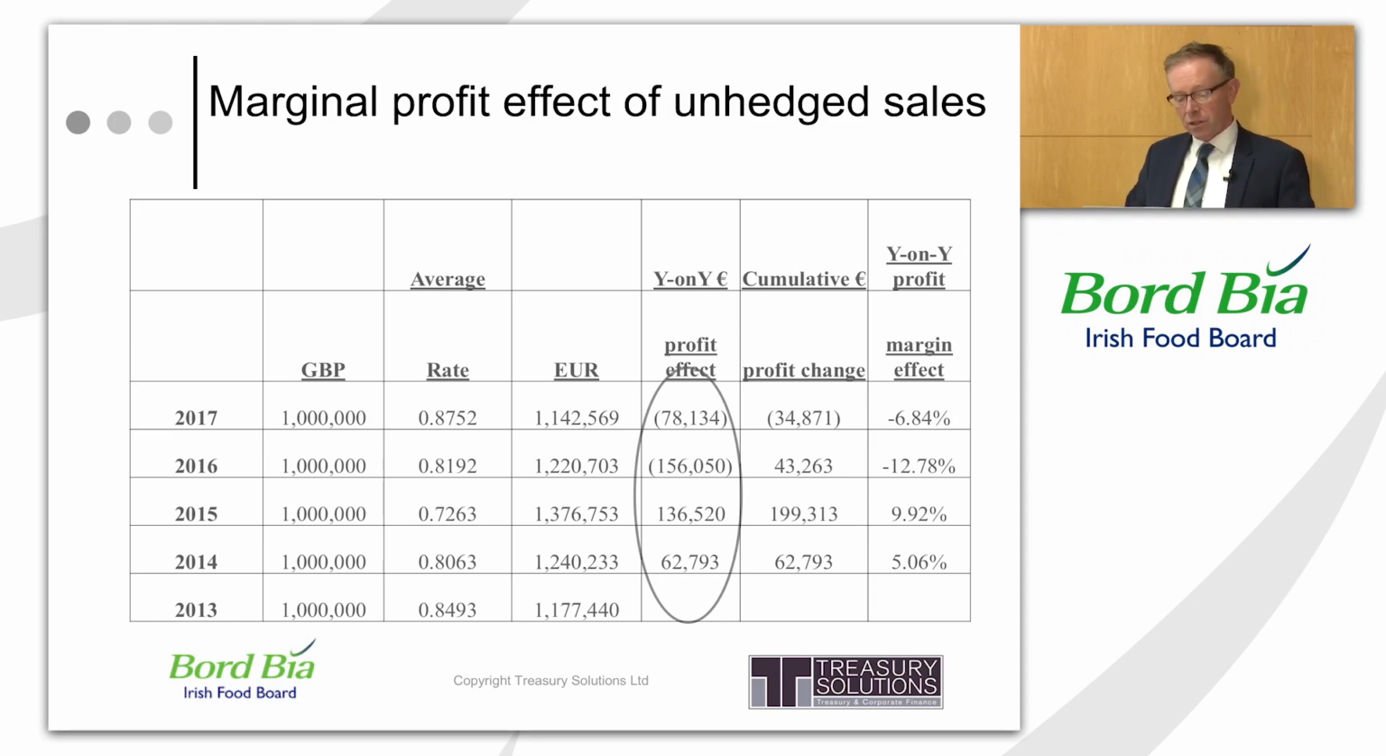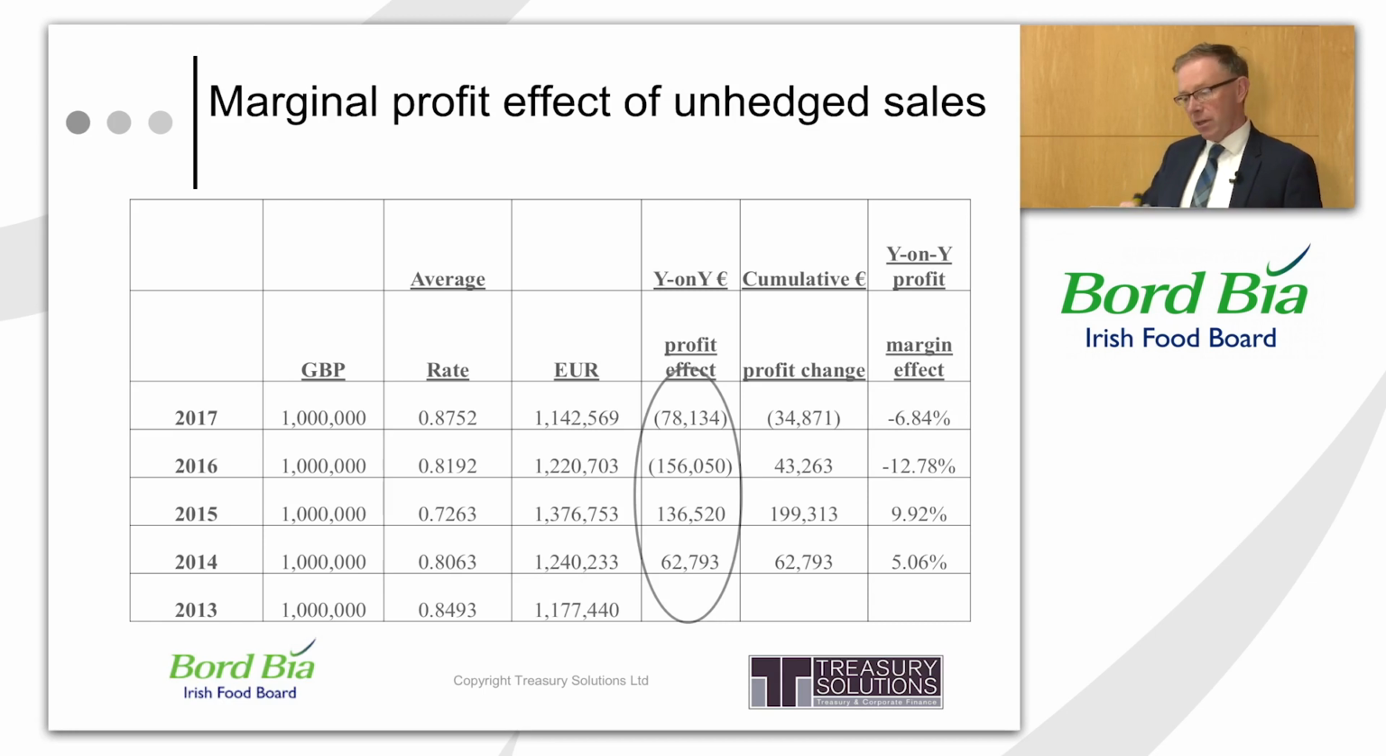So I guess there's 2 things to note from this if you look at it in detail. The first thing is that all of the cumulative gains that you would have had in 2014 and 2015 from a strong sterling have been completely eradicated by 2017. In actual fact, on a cumulative basis over the 4 years, you're now 78,000 euros worse off if you're selling £1 million sterling a year at the average exchange rates.